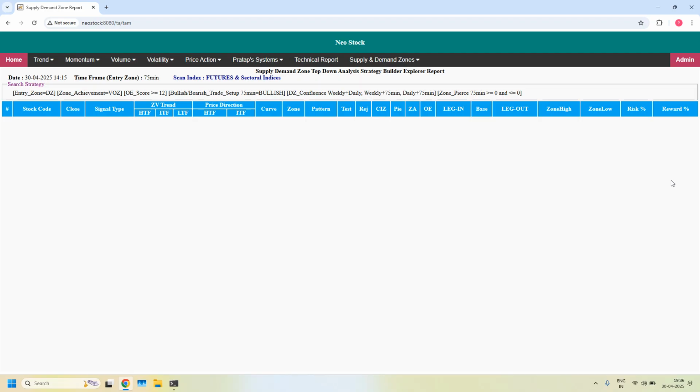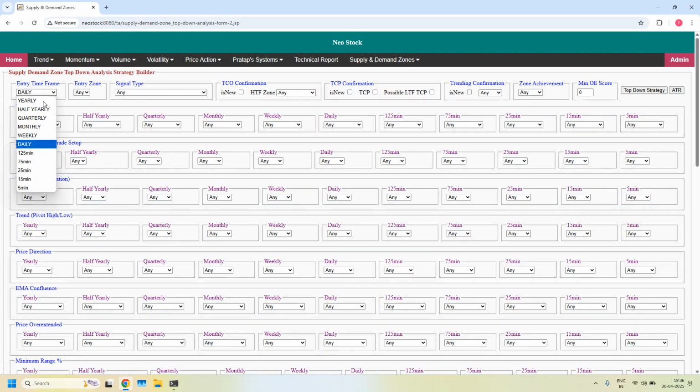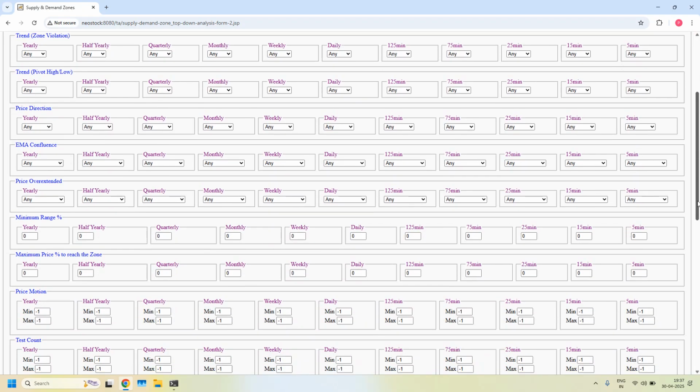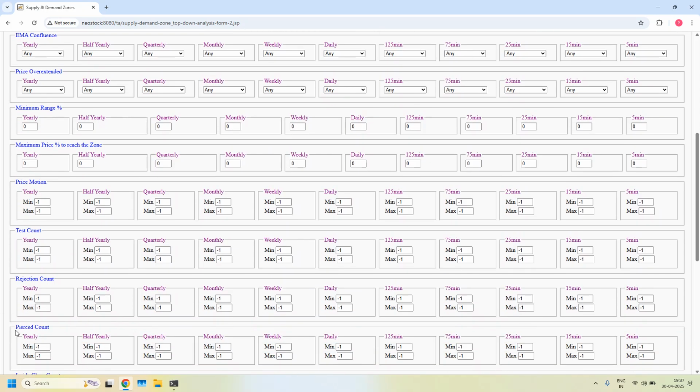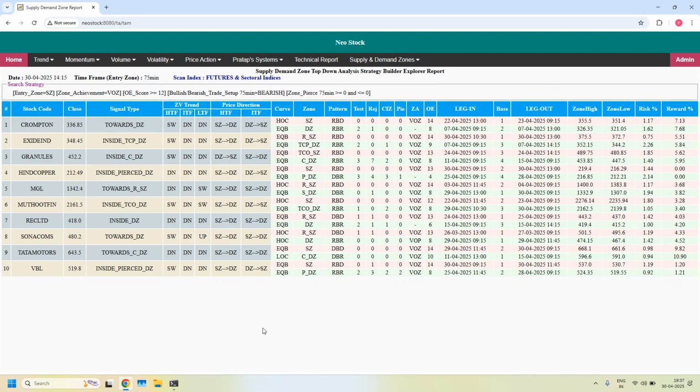Okay. So this is the bullish trade setup for weekly income trade. Next, the bearish trade setup for weekly income trade. Entry time frame 75 minutes. Entry zone, supply zone. Bullish or bearish trade setup at 75 minutes, selecting bearish. Zone achievement VOZ, minimum odd enhancer score 12, and also the 75 minute supply zone should not be pierced. So in the pierced count parameter at the 75 minutes time frame, setting minimum value 0, maximum value 0. With these filters, we got 10 stocks.